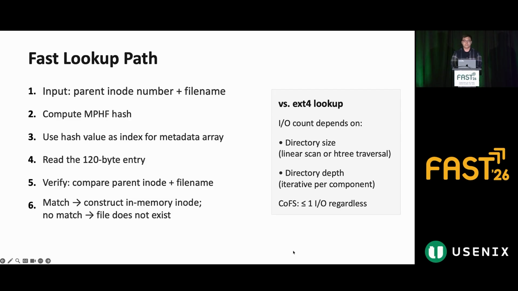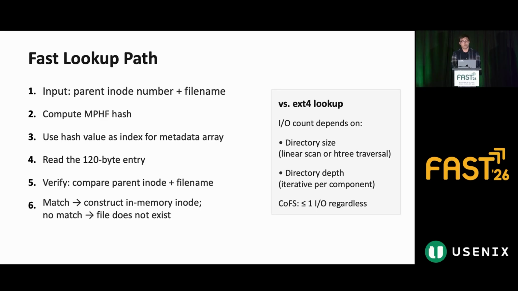So here, let's see how this layout enables the fast lookup process. The lookup process is to find the inode for a given file before we actually read the file content. First, we use the parent inode number and file name as a key, and we compute the minimum perfect hash function value based on the input, and then we use the resulting hash value as an index to locate the corresponding element in the metadata array and read it from the metadata file.